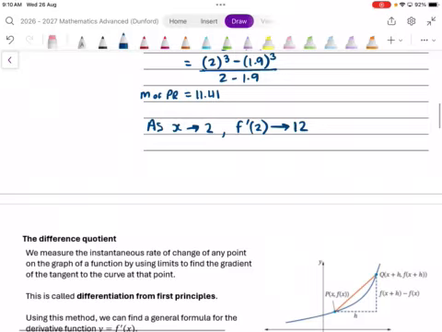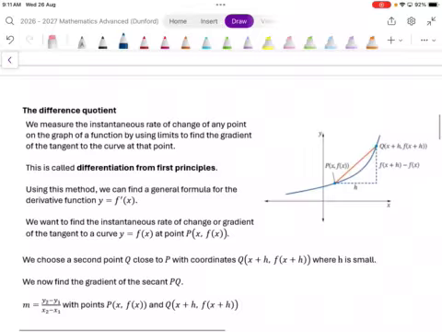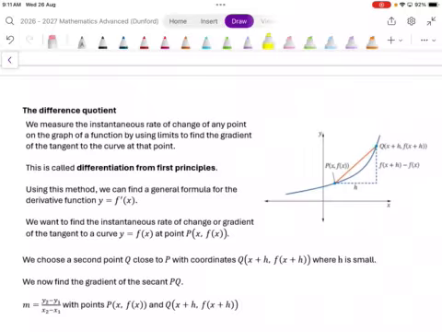And what we're going to be looking at now is our difference quotient. So our difference quotient is our gradient of our tangent, and we measure the instantaneous rate of change at any point on the graph of a function by using limits to find the gradient of the tangent to the curve at that exact point. This is called differentiation from first principles. And using this method, we can find a general formula for the derivative function y equals f dash x.